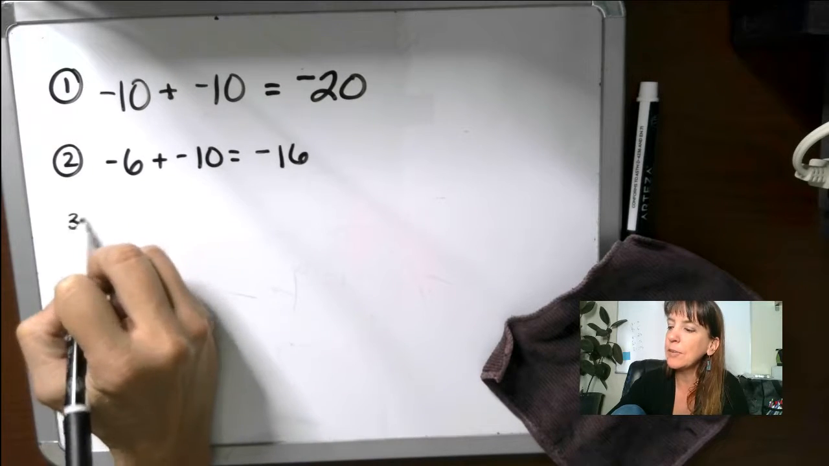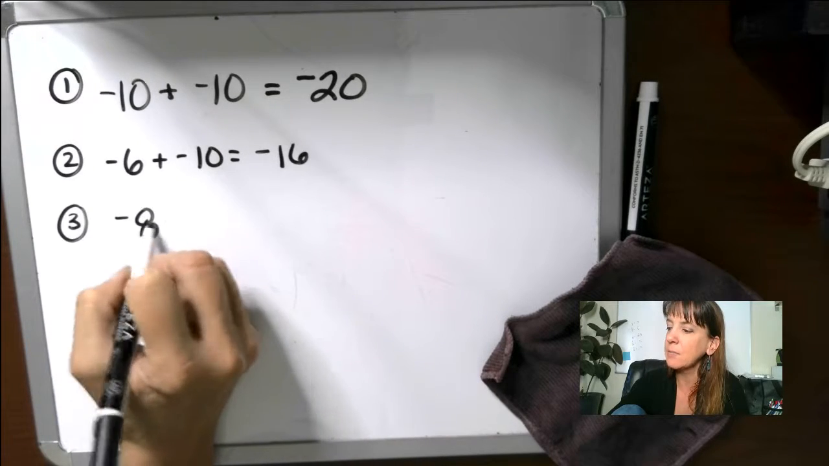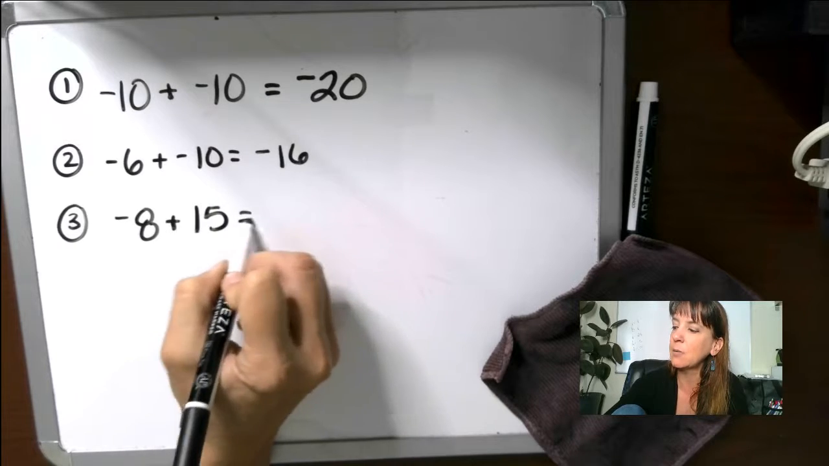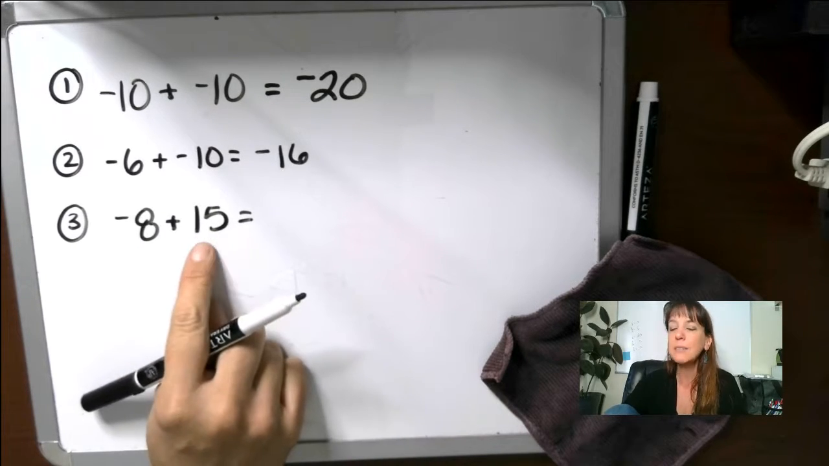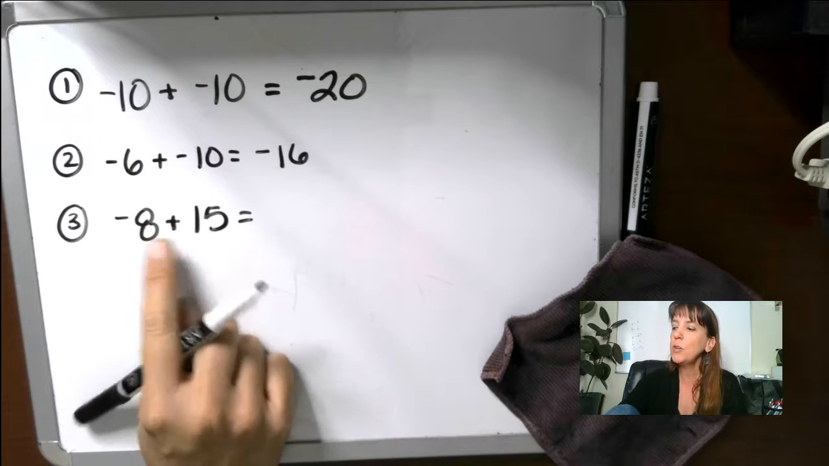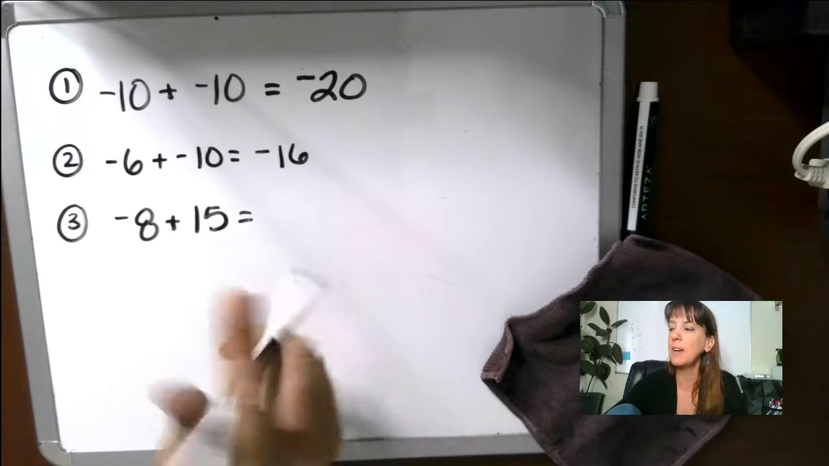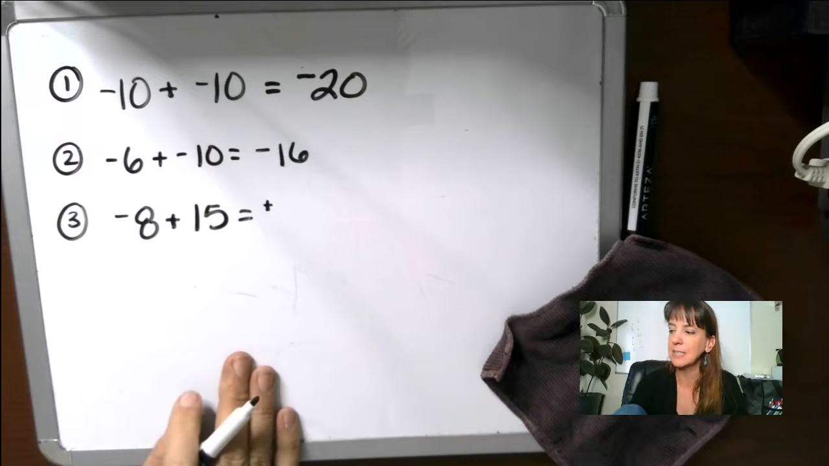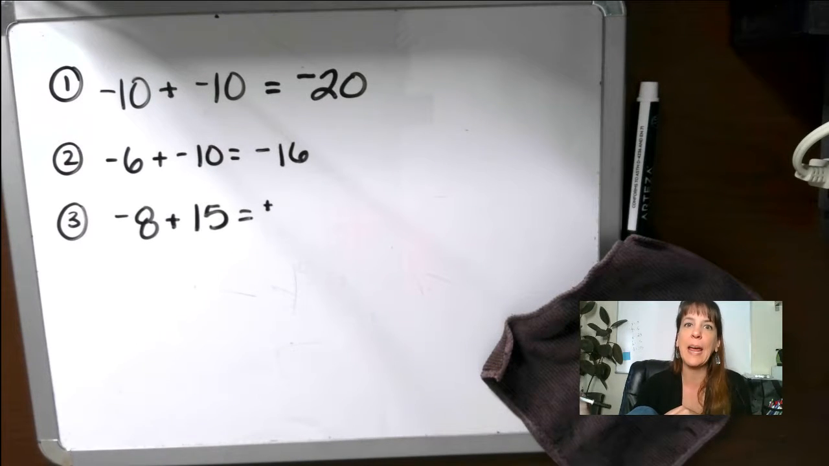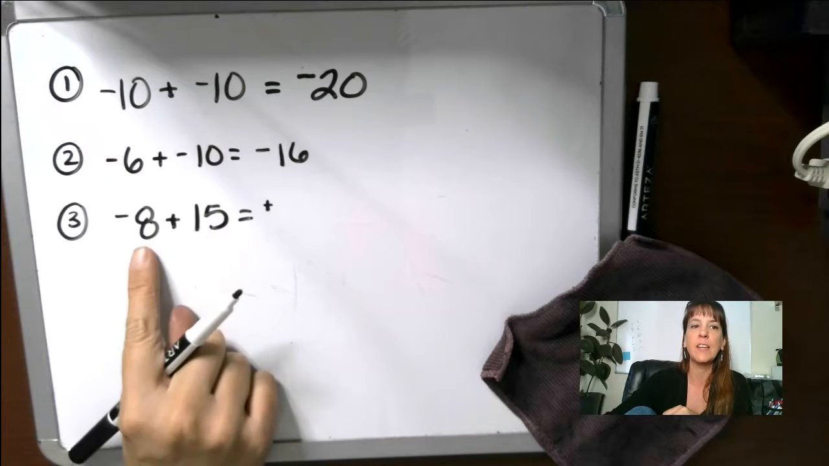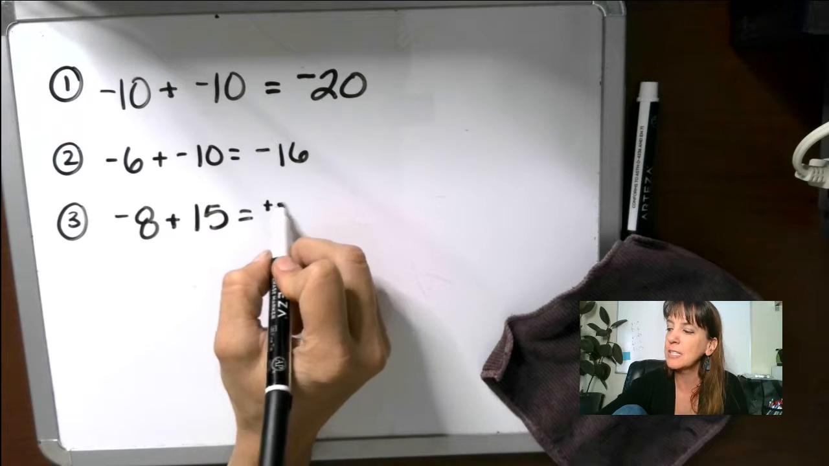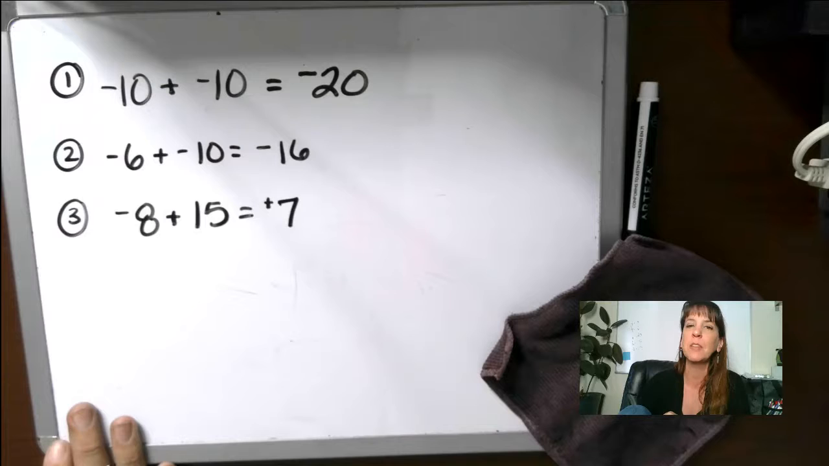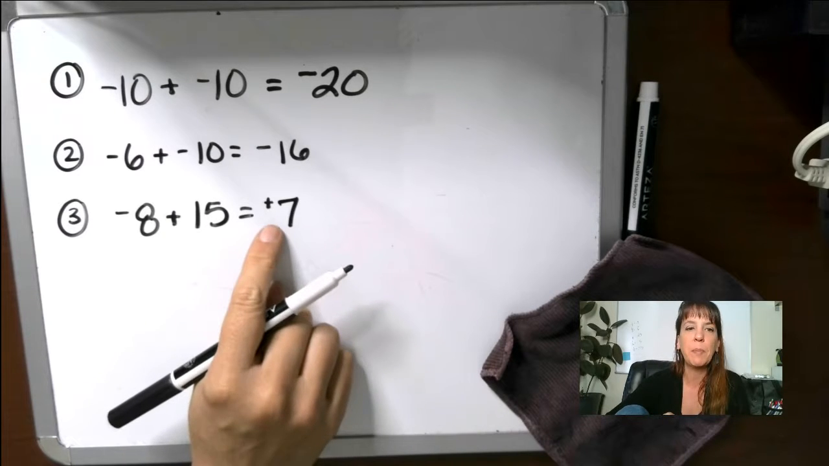So for number 3, now this is where it gets different. We have negative 8 plus 15 equals. All right, so the negative team has 8 players. The positive team has 15 players. Which team has more players? Our positive, which means our answer is going to be positive. How many more do they have on the positive team than they do on this one? So basically, I'm asking for a subtraction problem. And there are 7 more players on the positive team than there are on the negative. So our answer will be positive 7.